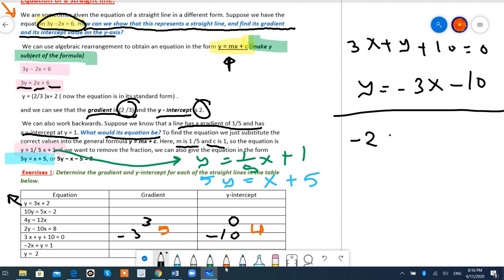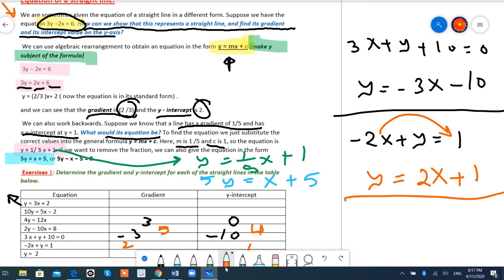The sixth one is negative 2x plus y equals 1. So y is not the subject of the formula, so make y the subject. So y equals 2x plus 1 if you bring the negative 2x to the other side. So the gradient is 2 and the y-intercept is 1.